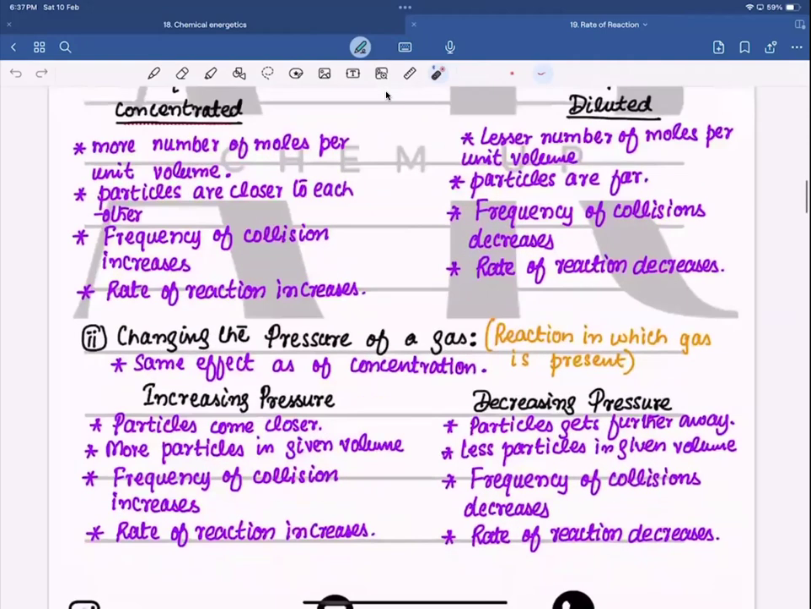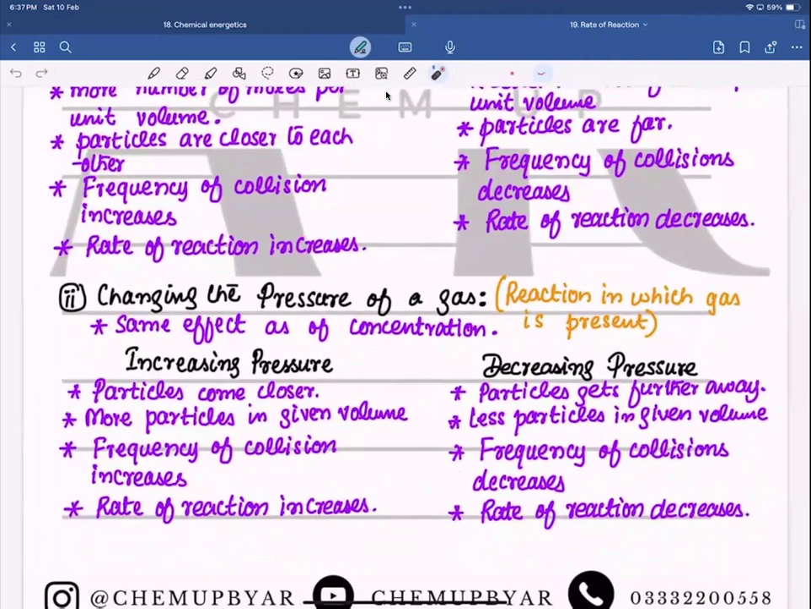Okay. Now, the next factor is the pressure which can affect the rate of reaction. But do remember that pressure is for gases only. If any of the reactants is a gas, then we can use pressure as a factor in the rate of reaction. We are done with the energy changes. Now we have started the rate of reaction. So its effect is the same as that of concentration.